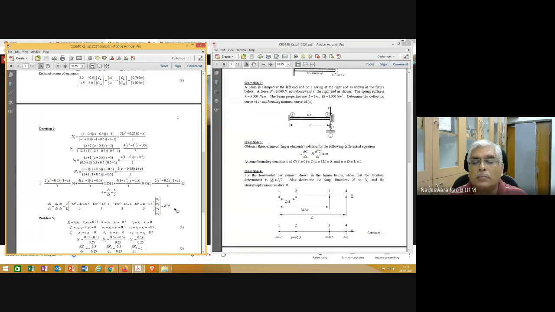So this is what is B transpose D, and now you can easily identify what is the strain displacement matrix. I'm unable to highlight here. This quantity is B transpose, including that 2 by L. Okay, that is B transpose. So this is what is expected in the 4th question.